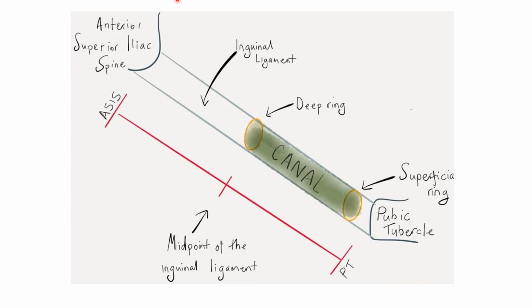Here you can see in this diagram that this is the anterior superior iliac spine and pubic tubercle, and this is the inguinal ligament, and this inguinal canal is present just above the medial half of the inguinal ligament till this midpoint of the inguinal ligament. This canal is obliquely present, it's not straight, and it has two openings on either side. So this is the medial opening and this is the lateral opening. This medial opening is known as the superficial inguinal ring, and this lateral opening is known as the deep inguinal ring.